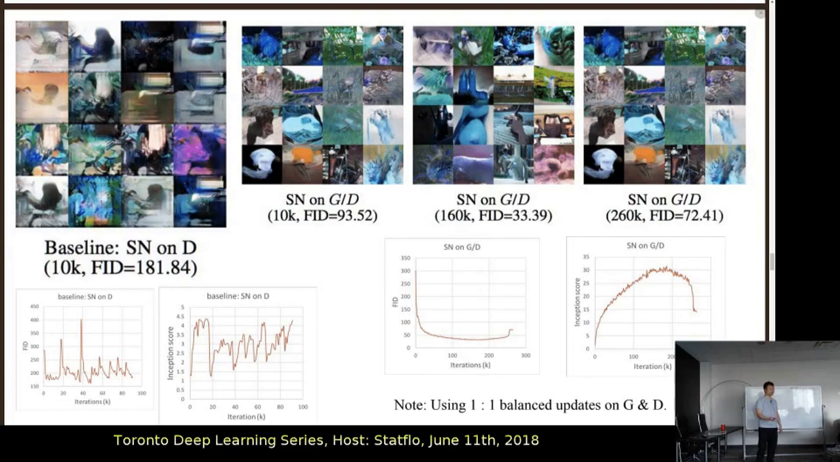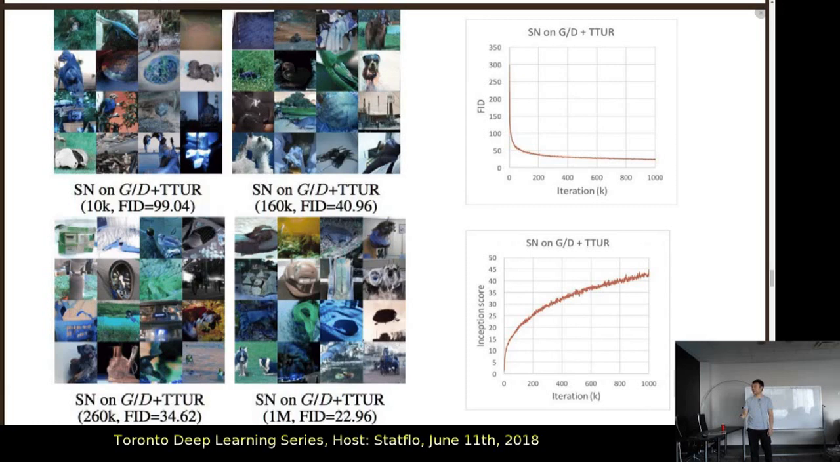And finally, here's a third attempt. The third attempt is by applying spectral normalization to both generator and discriminator, and they also apply different learning rates for discriminator and generator. And then it results in much smoother training curves. They stop at 1 million iterations. That's what he said in the paper.